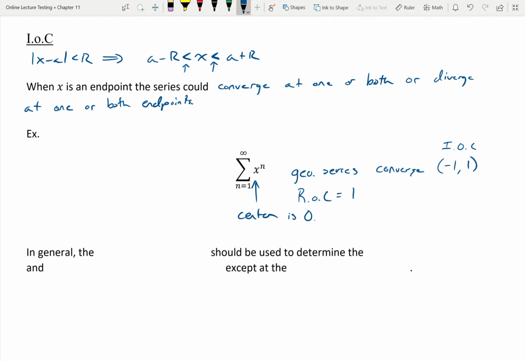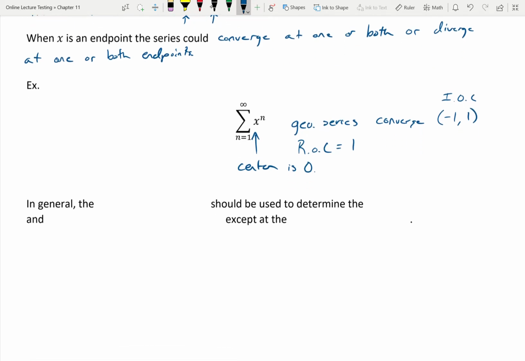So in general, the ratio test is what we're going to be using. So the ratio test should be used to determine the interval of convergence. And in fact, I'm going to switch that around. The radius of convergence.